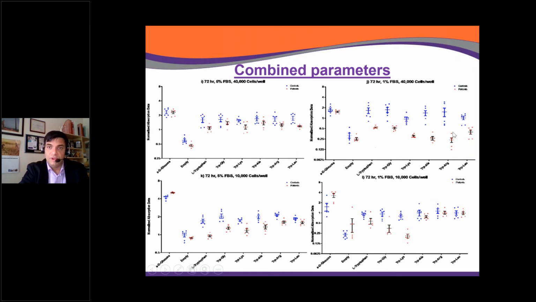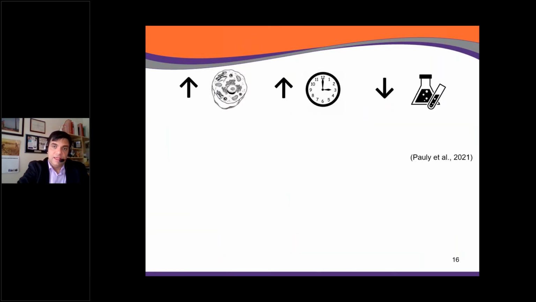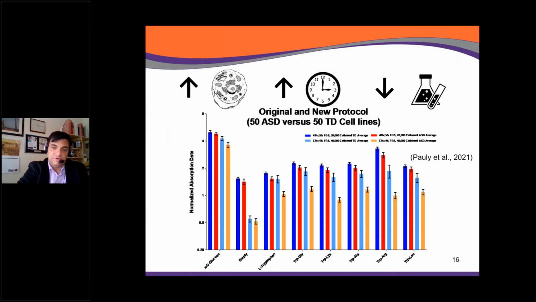So overall, we selected this combination of 72 hours, 1% serum, and 40,000 cells per well. And we tested that over 50 samples from ASD and 50 controls. So the final thing was increasing the number of cells, increasing the incubation, decreasing the serum. And you can see here is the original protocol, and here is the new modified protocol.